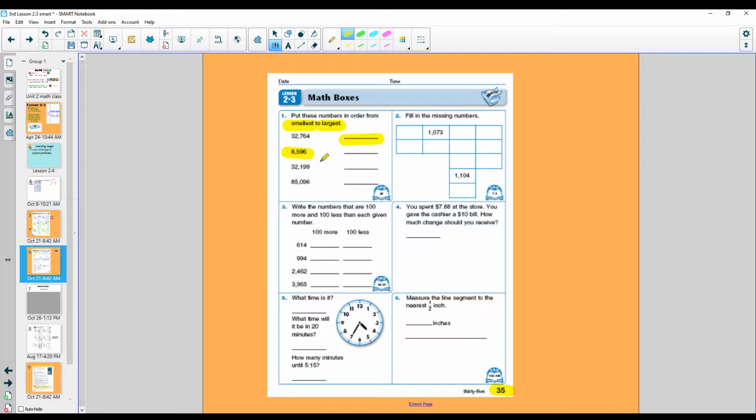Now I can go between these three numbers. Remember, I'm going to start here and compare. These ones are both in the 30,000s, and this one's in the 80,000s. So I know this one is going to be the biggest. So you're going to use these numbers and sort them over here from smallest to largest. Fill in the missing numbers.